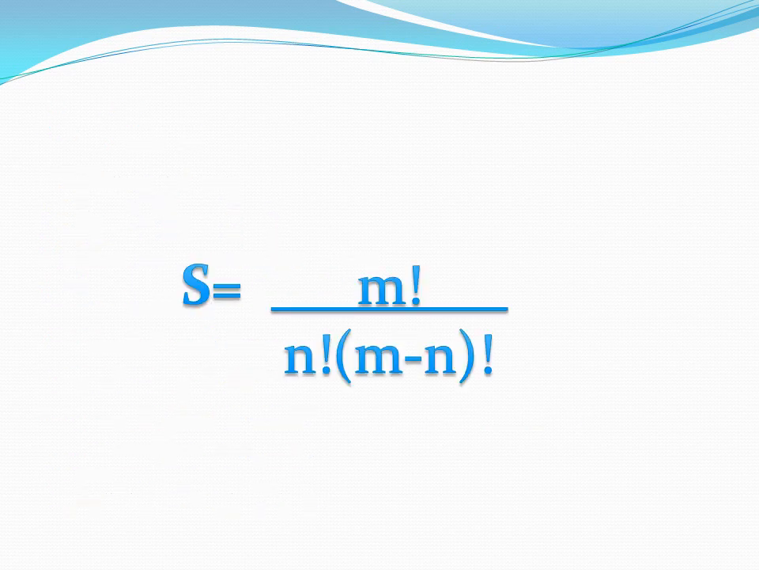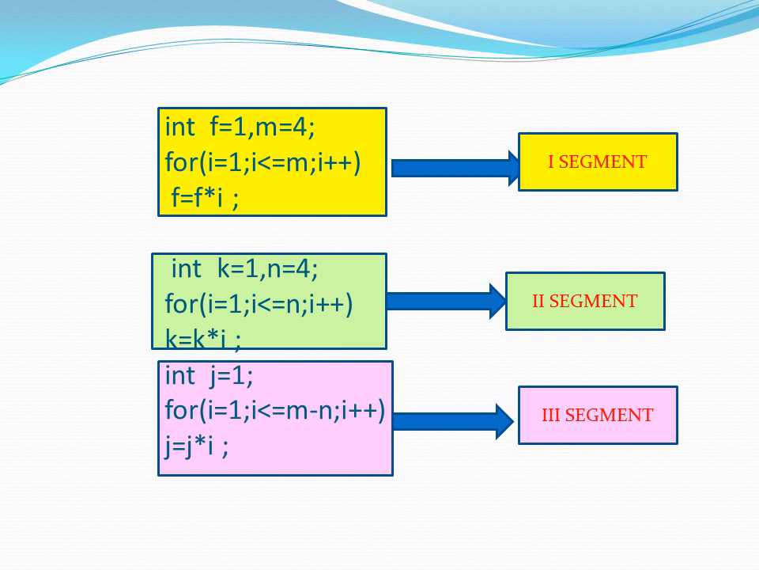Consider this example: S equals m factorial divided by n factorial into (m minus n) factorial. In this example, we need three program segments to find the factorial of the numbers m, n and m minus n. Here, the first segment finds the factorial of m, the second finds the factorial of n, and the third finds the factorial of m minus n.